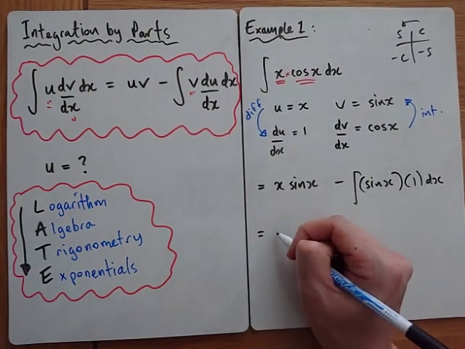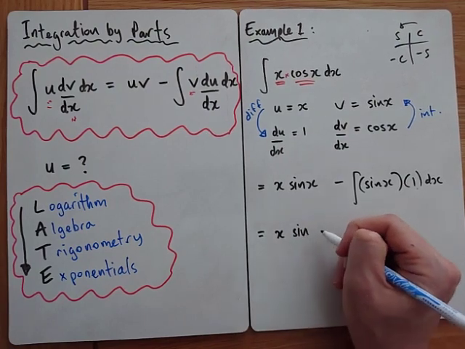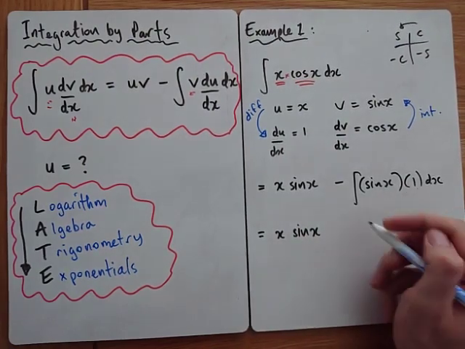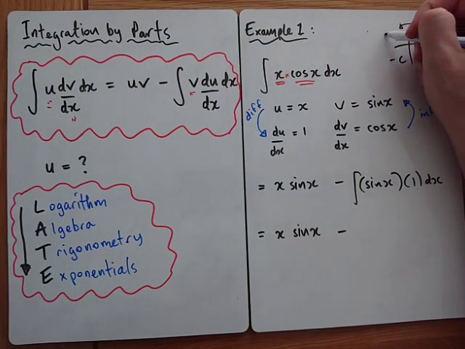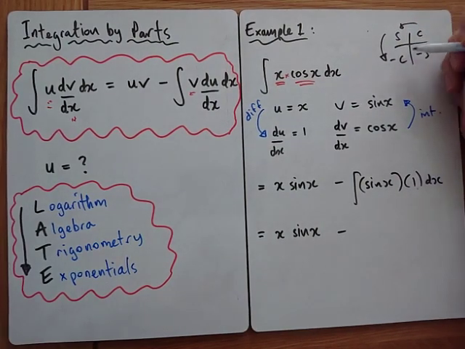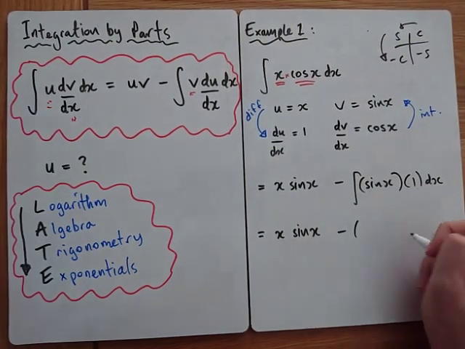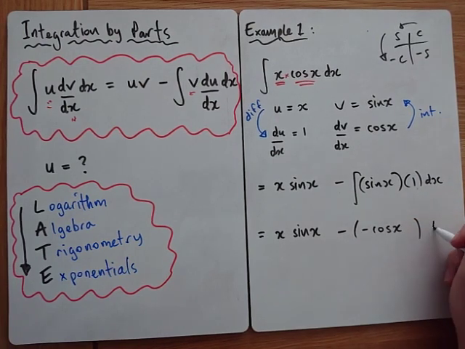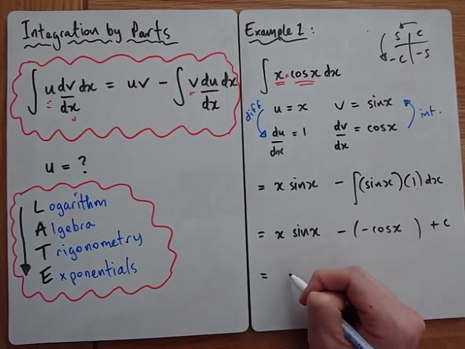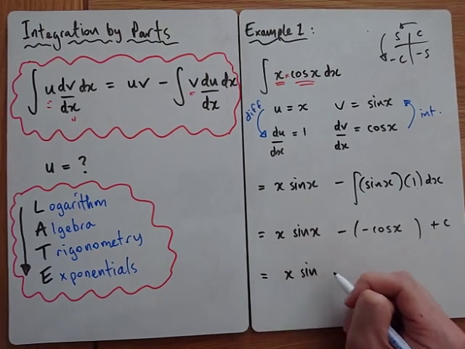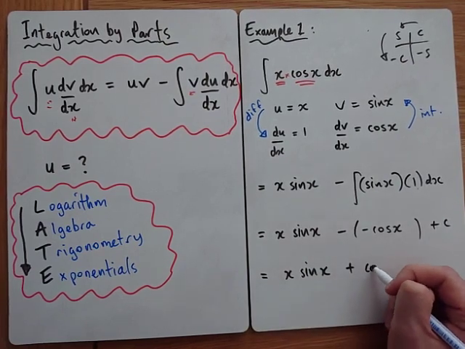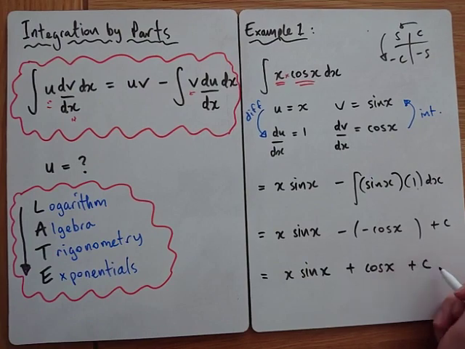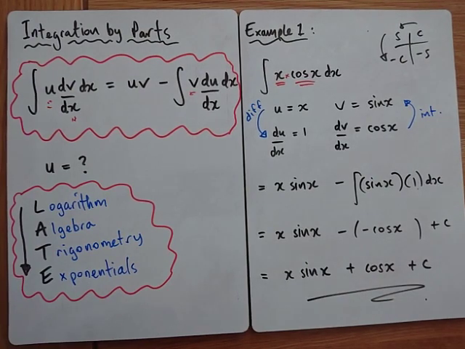Okay, so we go to the last step by actually integrating what we've got left inside. Integrate sine x, you get minus cos x, so that would be minus the integral of sine, which is minus cos. So our final answer would be x sine x plus cos x plus c.